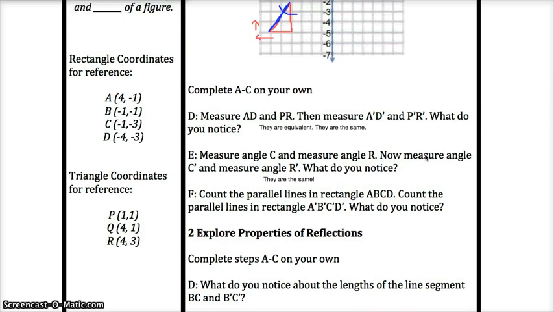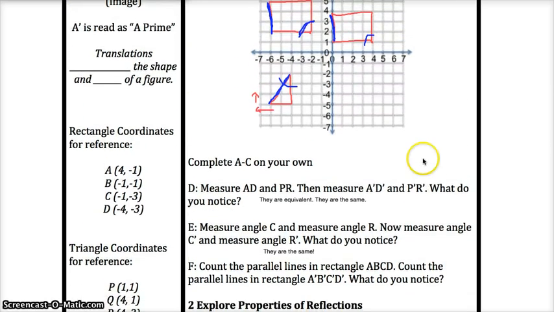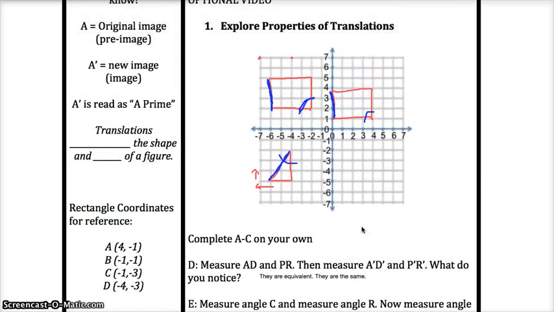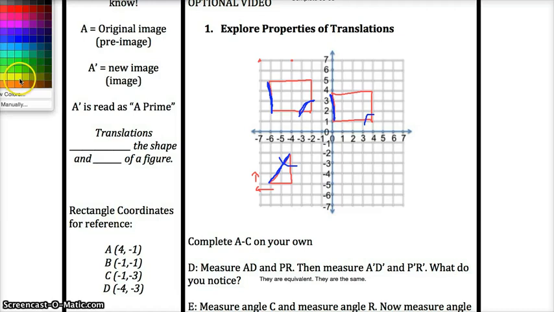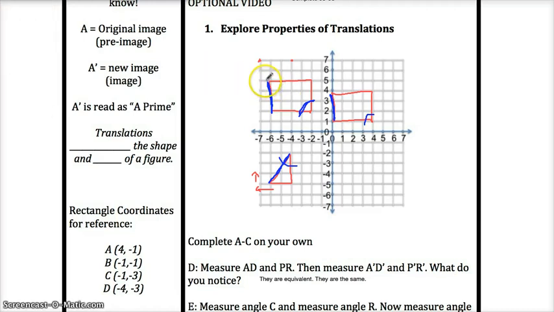And then this letter F is asking you to count the parallel lines in the rectangle ABCD. So here's ABCD, and let me draw my parallel lines for you. I'm going to use yellow. So here's one parallel line. Here's another parallel line. So that's one set. I'm going to put a dash there. And then here's one parallel line, and here's one parallel line. So that's two sets. So I'm going to put another dash.